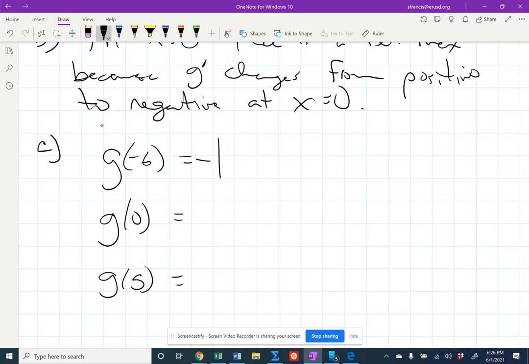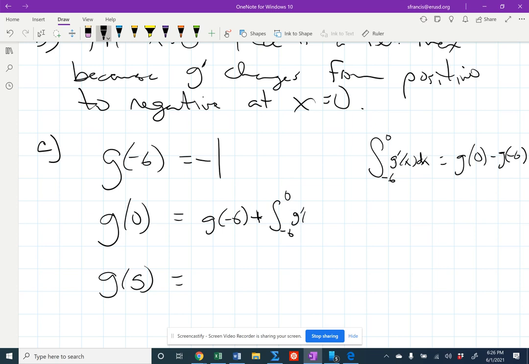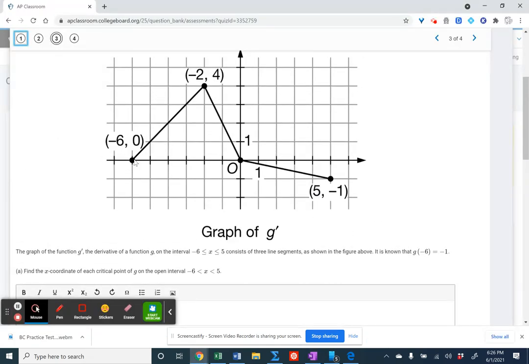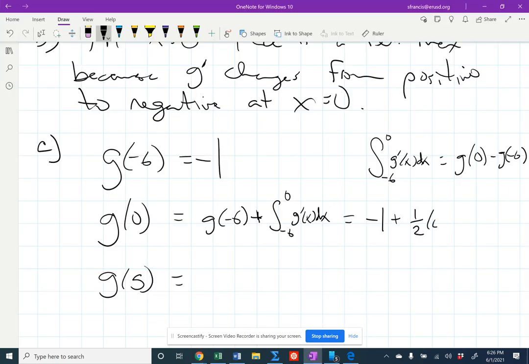Since I know the integral from negative 6 to 0 of g prime of x is g of 0 minus g of negative 6, g of 0 is going to be g of negative 6 plus the integral from negative 6 to 0 of g prime of x, which is just calculating area under the curve. So this is negative 1 plus, from negative 6 to 0, we have a triangle with a base of 6 and a height of 4. That's 1 half times 6 times 4, which is 12. So this is going to be 11.